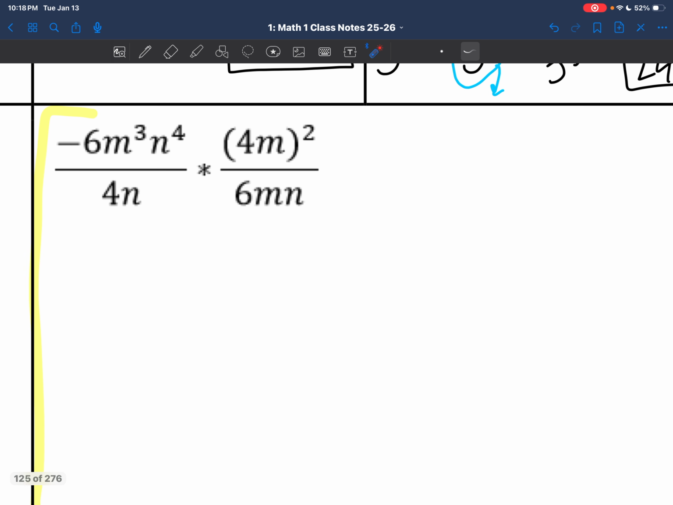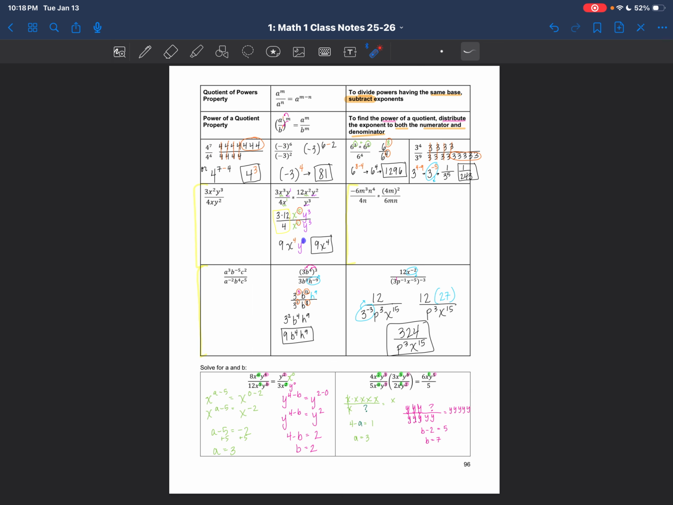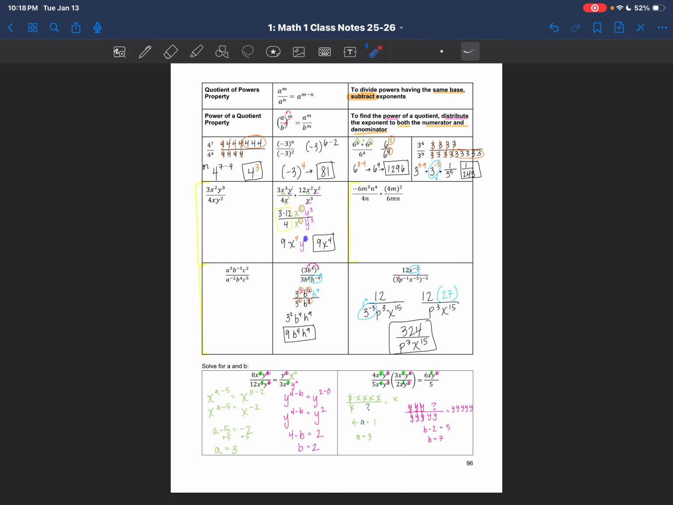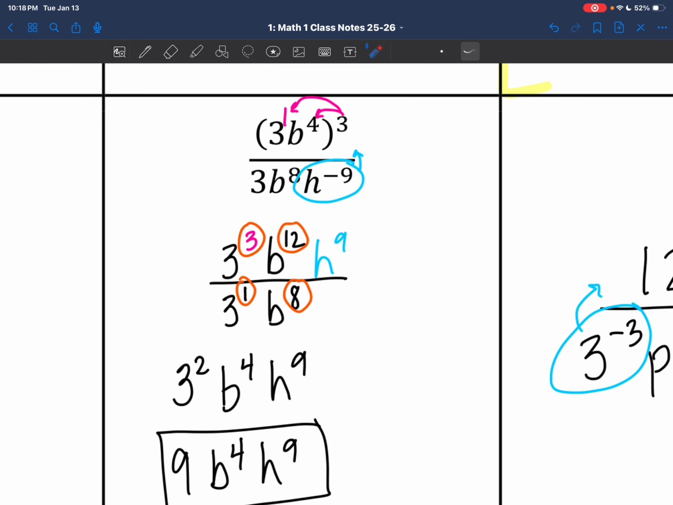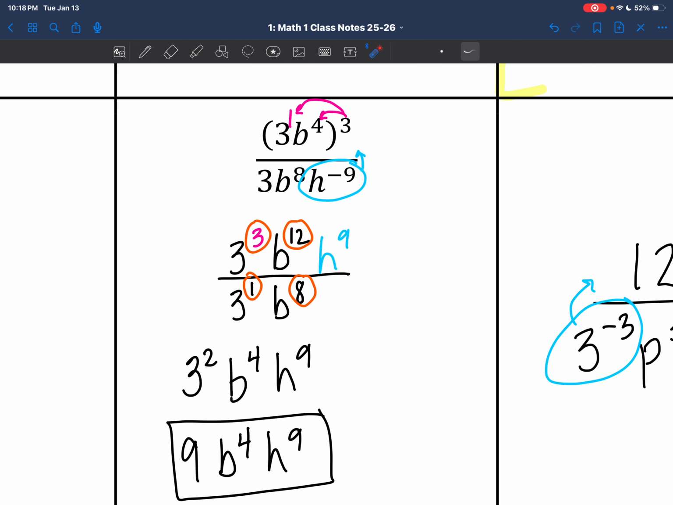All right, I want you to go ahead and try this one. Watch that negative. And I want you to try this one. Watch those negatives. And let's do this, multi-steps. So again, if there's no 1 written, write the 1 in.